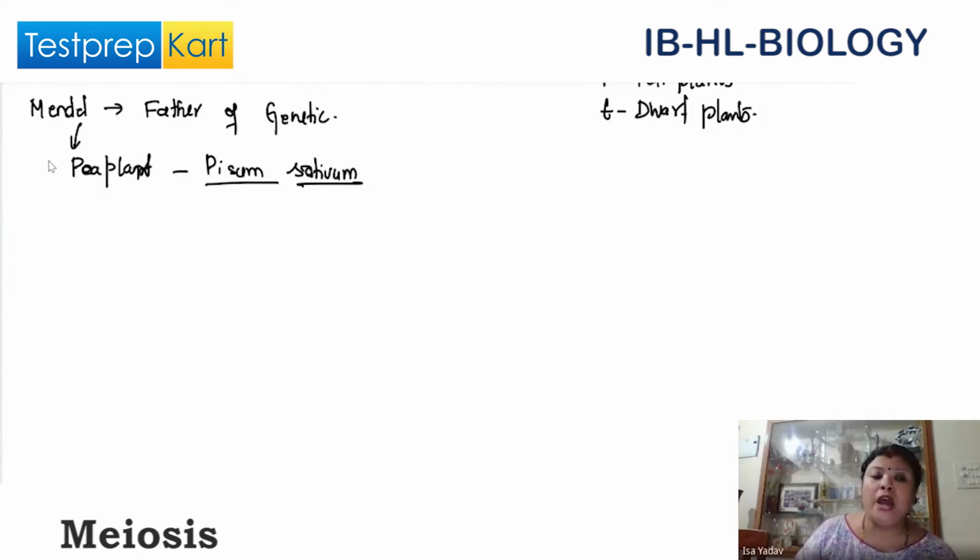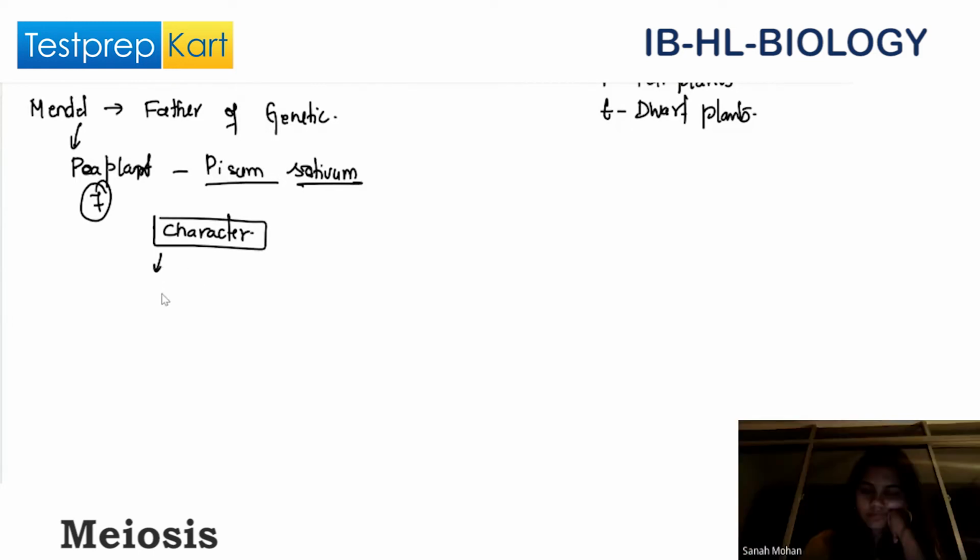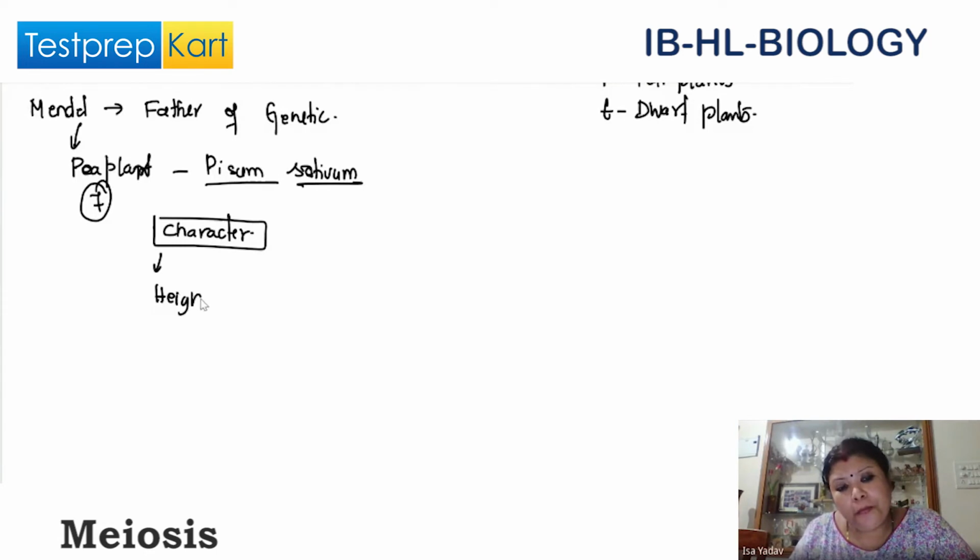Mendel took a few important characters. He took contrasting characters. One example I will give you. He actually took 7 contrasting pairs of characters. So one I will give as an example. He took a character, let's see, height of the plant. In height of the plant, there are 2 traits.